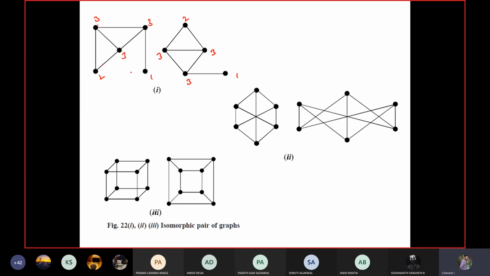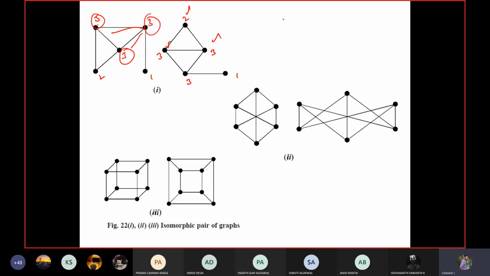Okay. See here, the 2-degree vertex is adjacent to two 3-degree vertices. See here, it follows the condition, right? Next, the 3-degree vertex is connected to two 3-degree vertices. Hope you can understand that. Next, the terminal vertex is connected to a 3-degree vertex.